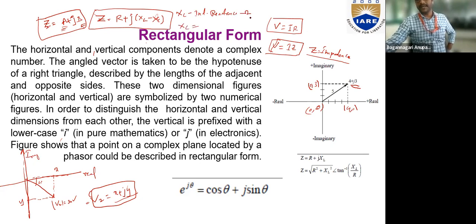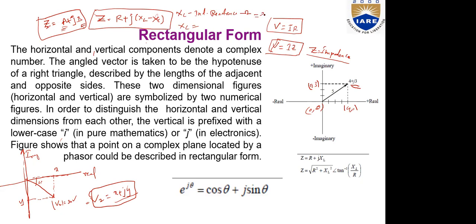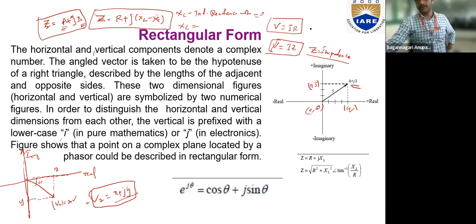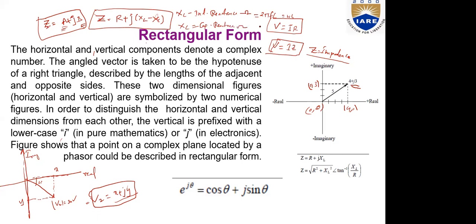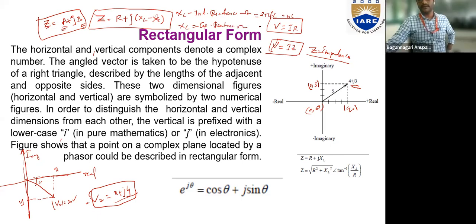Similarly, what's the magnitude of this XL? Omega L. Yeah, 2 pi f L, or omega L. Similarly, XC can be considered as the capacitive reactance, and the units are ohms, and the magnitude is represented by 1 by omega C, that is, 1 by 2 pi f C, right?